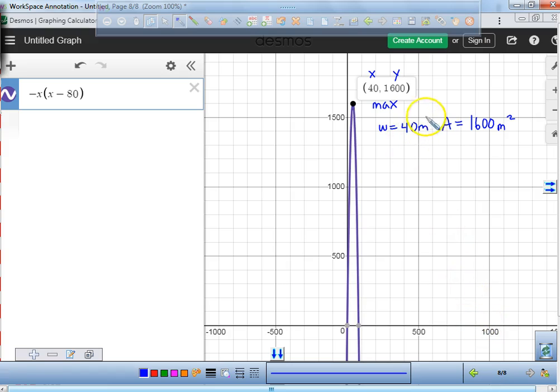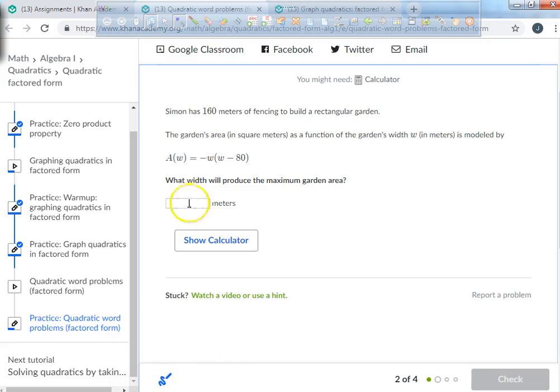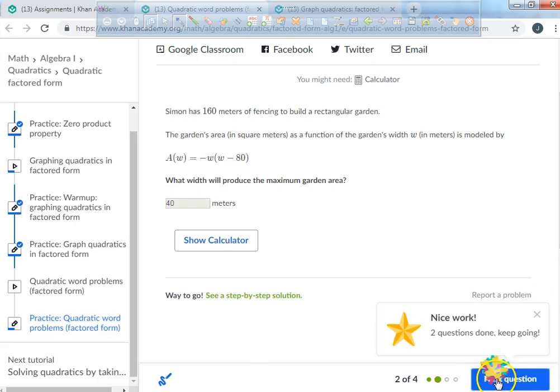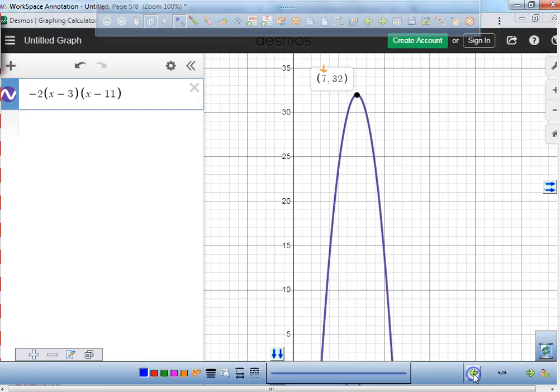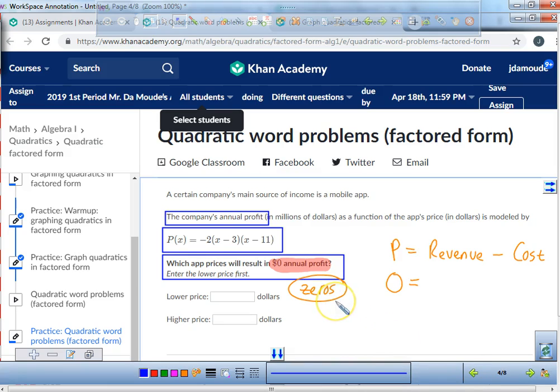So what number am I going to type in for the width? I'm going to type in a 40. That's it. What width will produce the maximum garden area? A width of 40. And that's what it's asking you to find. Okay? So those are the problems that you're going to have to figure out. What was the only thing that we looked for? We looked either for the vertex, right? Or what else did we look for? We looked for the zeros. Okay? So you've got to ask yourself, am I looking for zeros or am I looking for the vertex? And that's it.